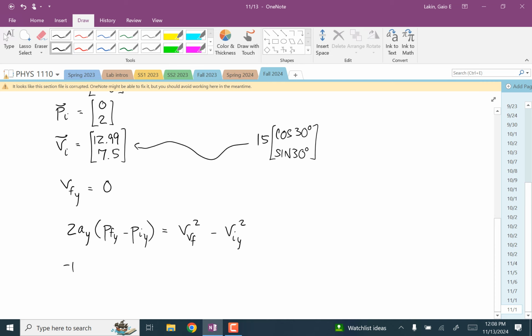And so divide both sides by negative 19.62. Notice this negative doesn't get squared. Okay, so you get pfy is equal to positive 4.87.